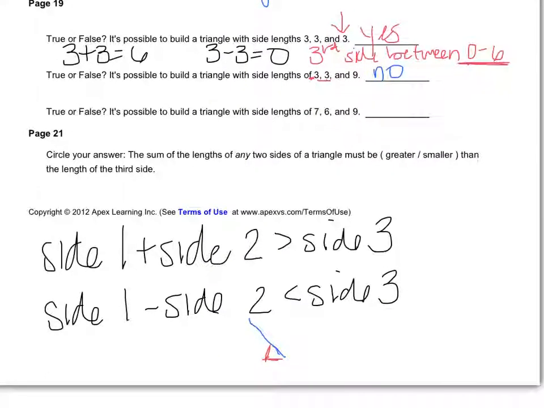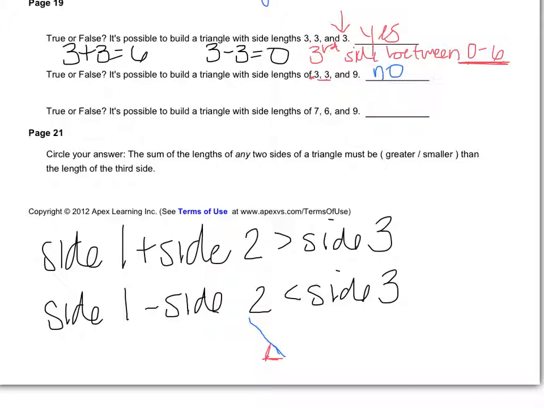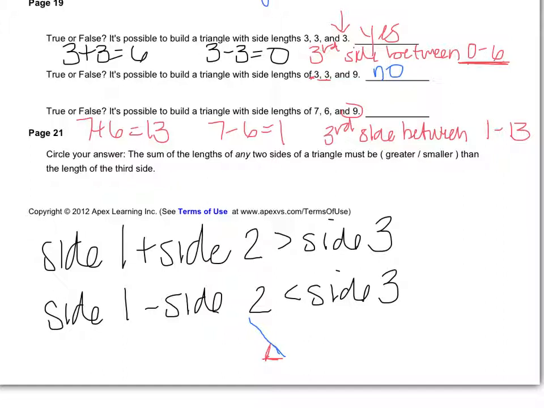Okay, then for the third one, true or false, it's possible to build a triangle with sides of 7, 6, and 9. So I'm going to do 7 plus 6, which gives me 13. Then 7 minus 6, which gives me 1. So that means my third side has to be between 1 and 13. It can't equal 1, it can't equal 13, but as long as it's a number between 1 and 13, we're good. And 9, this third number here, is between 1 and 13, so yes, it can be a triangle.